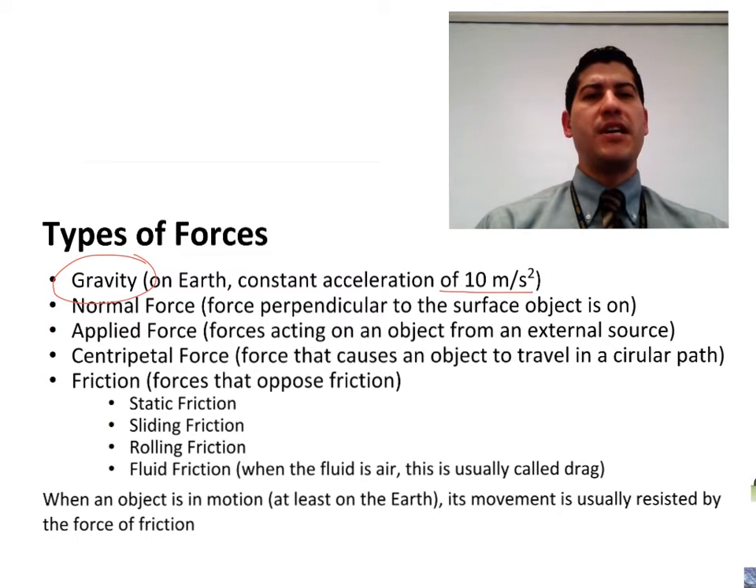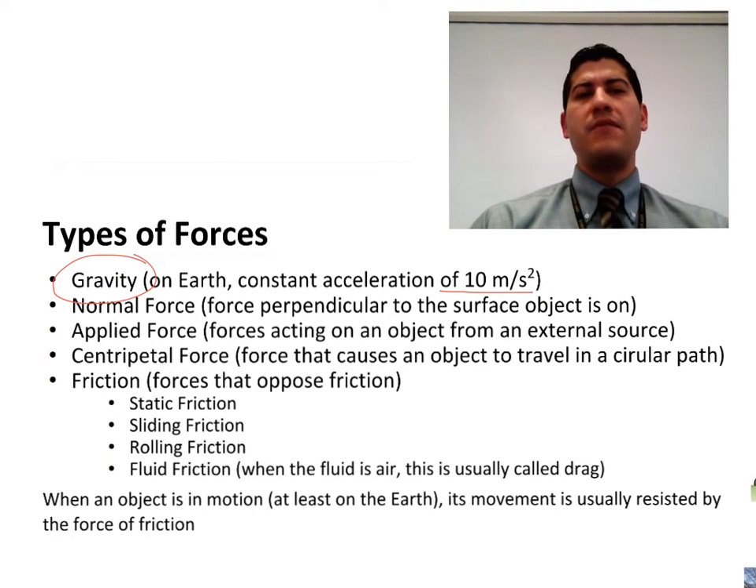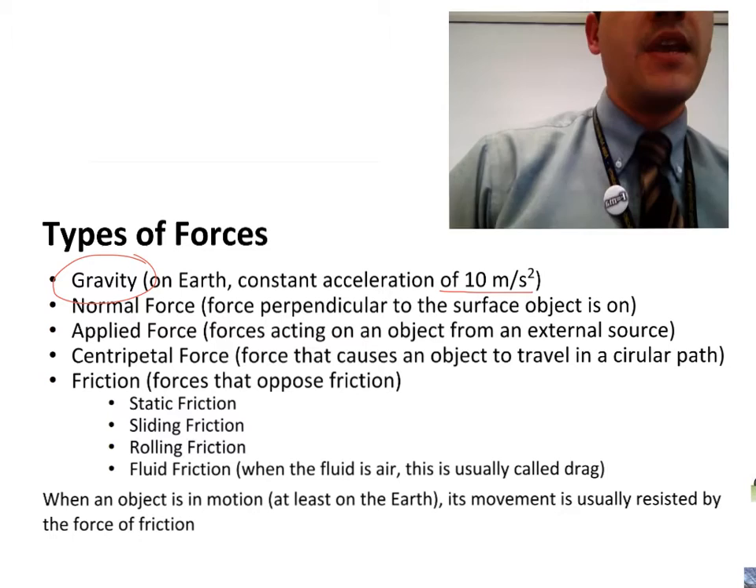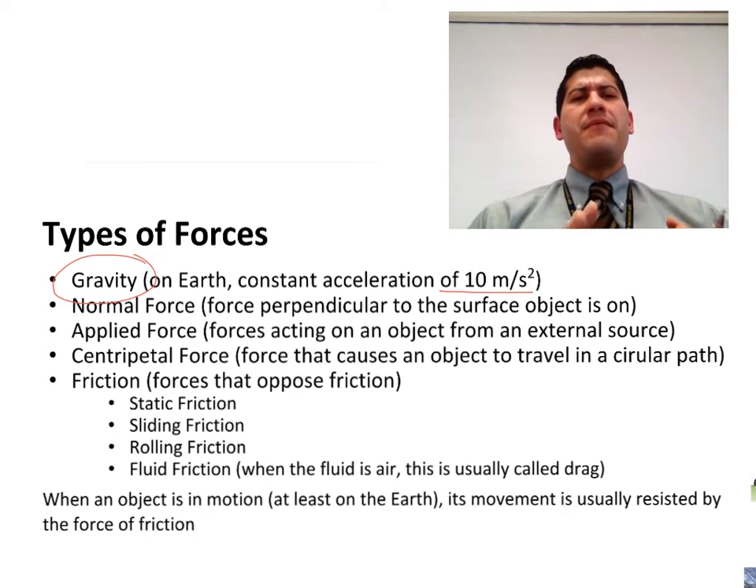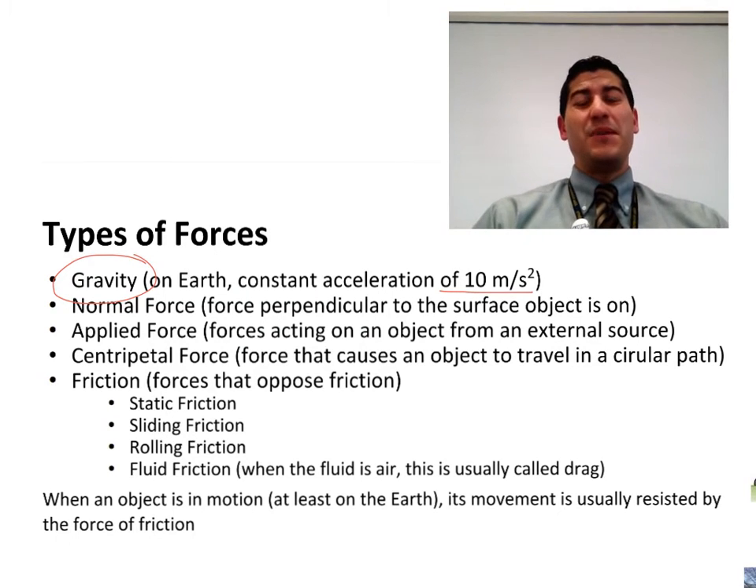If you fall for 1 second, you're falling at 10 meters per second. If you're falling for 2 seconds, your speed increases to 20 meters per second. After 3 seconds, you'll be traveling at 30 meters per second, so on and so forth. The reason gravity has a constant acceleration on any object is because the force of gravity depends on the mass of 2 objects and how close they are together.